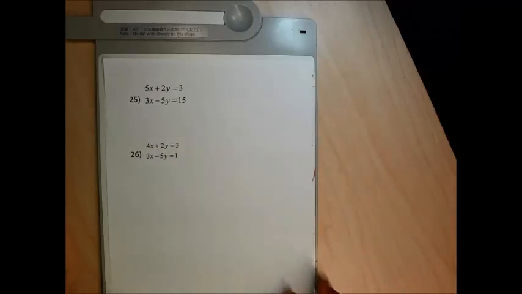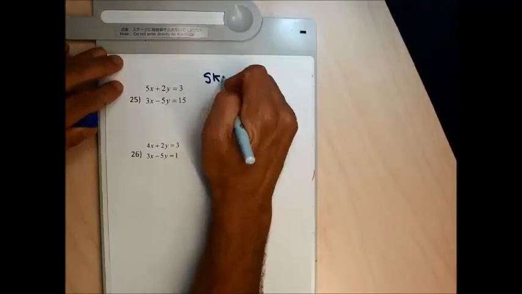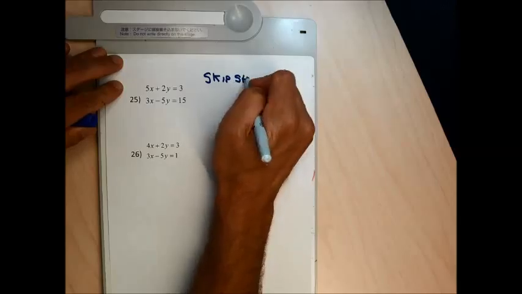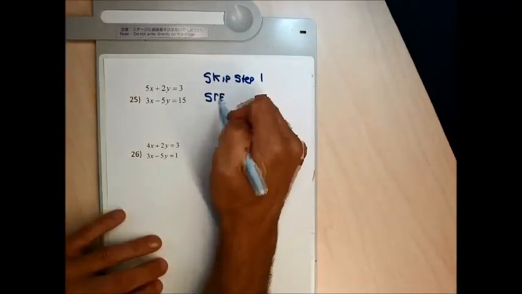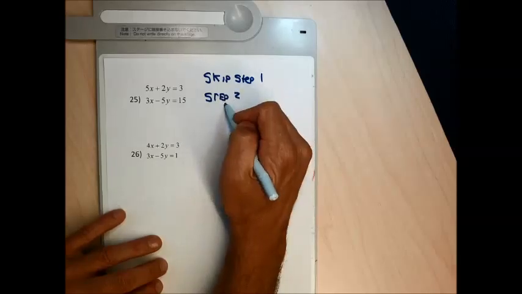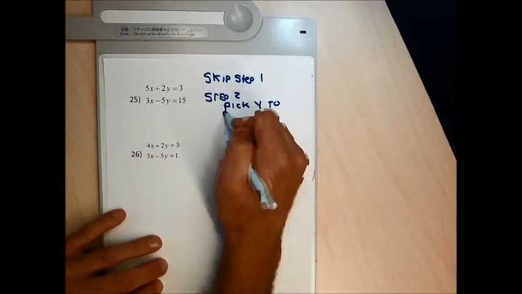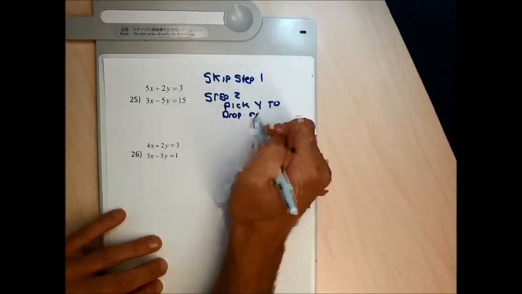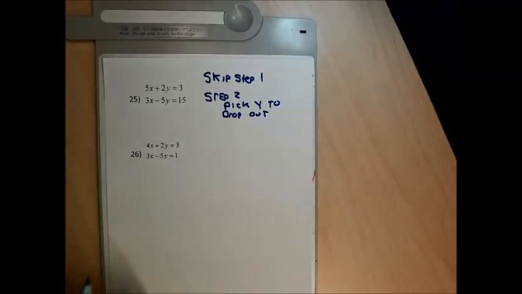For both of our problems, 25 and 26, the letters are lined up so I can skip step 1. For my step 2, I'm going to pick the y to drop out, because there's a positive y in one and a negative y in the other. And I like when there's a positive and a negative in front of the letters.